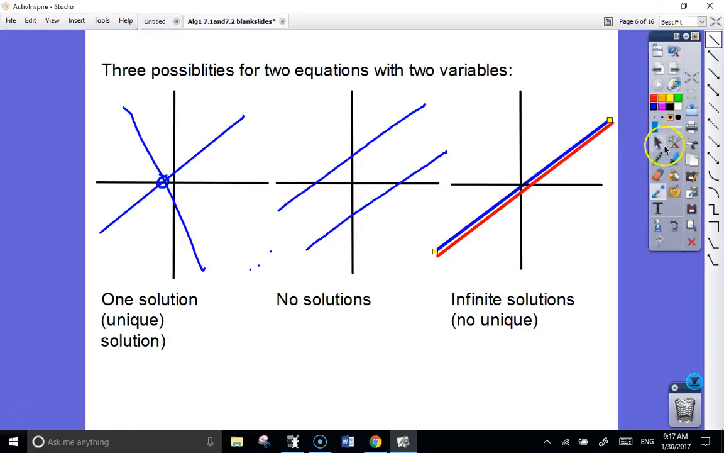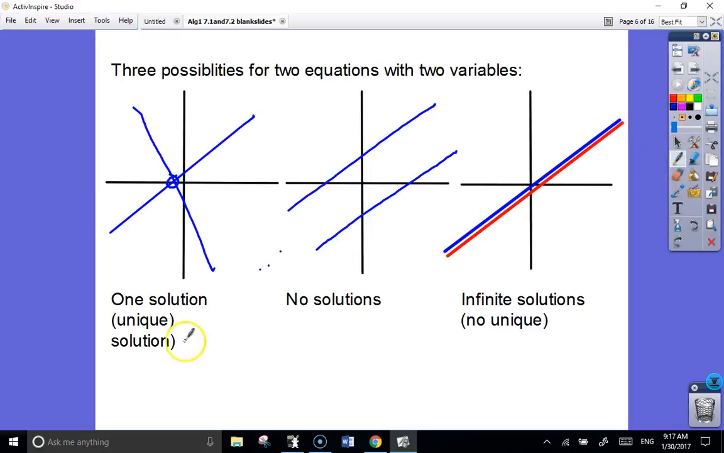Really, what we spend almost all of our time on is this one right here. How do you find the solution when there is just one point? That's the solution.